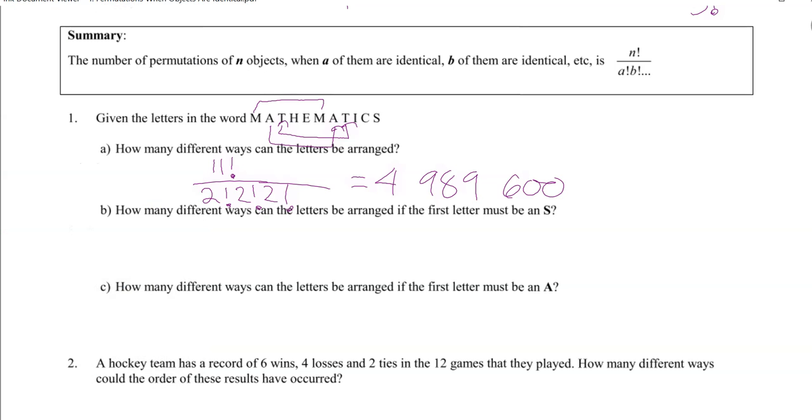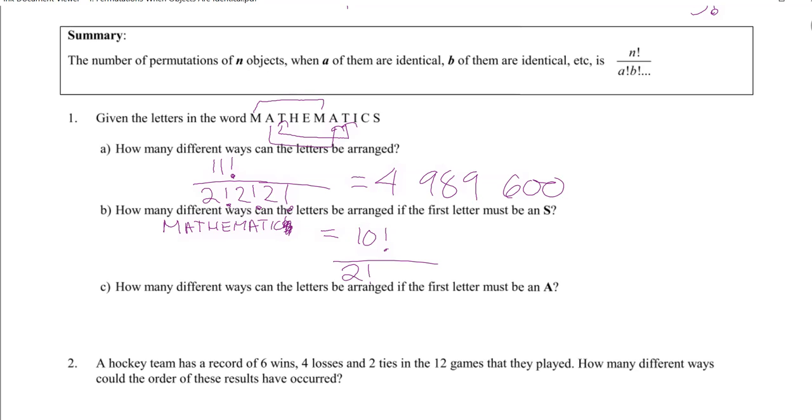How many different ways can the letters be arranged if the first letter must be an S? So here's how I think about this, right? I'm just going to write all the letters out again, mathematics. I can say, all right, so the S is gone, right? We're putting it on a Scrabble board, we got all those letters. Yes, it's on the board. What's left? How many letters are left?